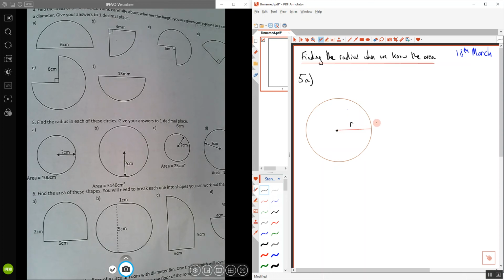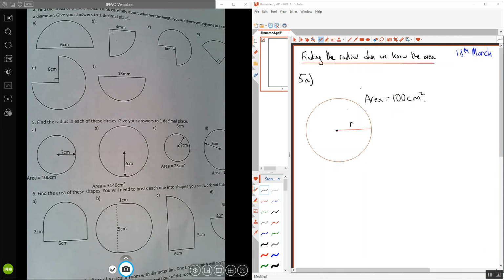We're trying to work out what the radius is. Now we're told in the question that the area is equal to 100 centimeters squared, okay? So the area is 100. All right, so what do you think the first thing is we're going to do here? We're trying to work out what the radius is. This time we're told what the area is.